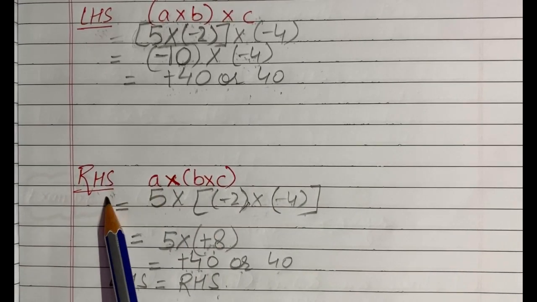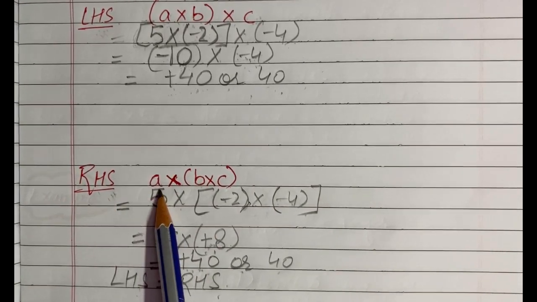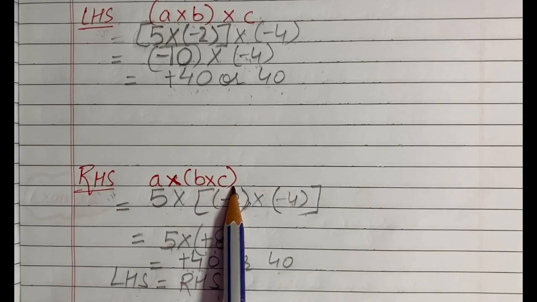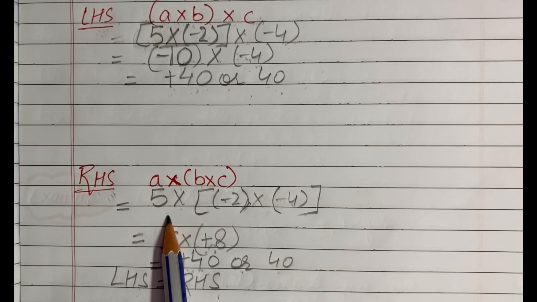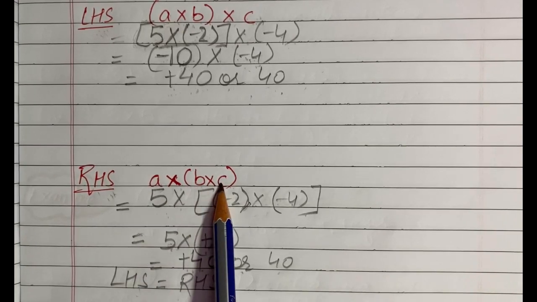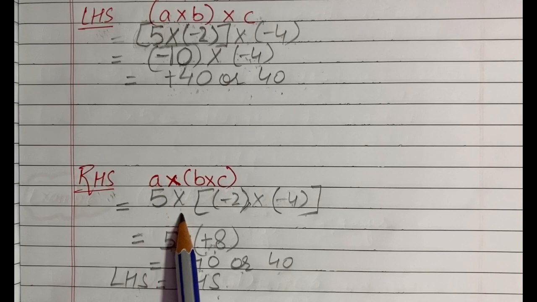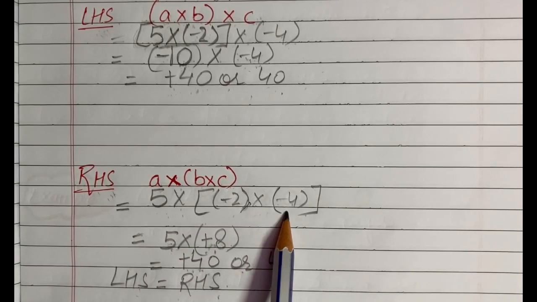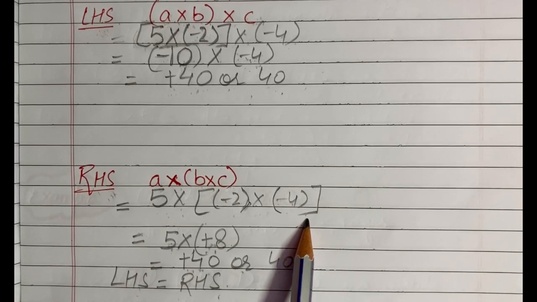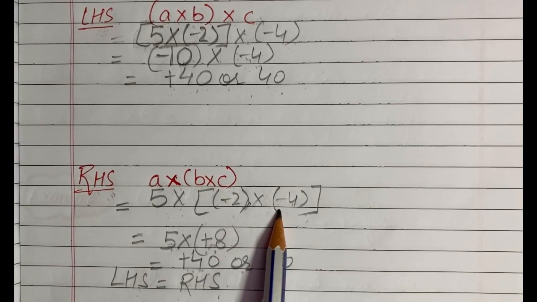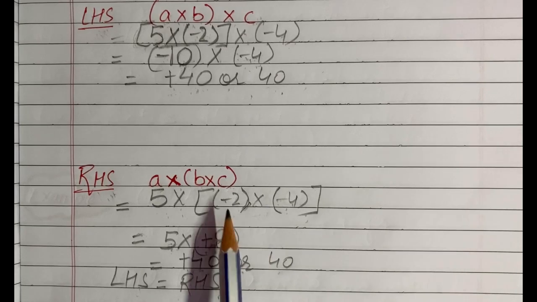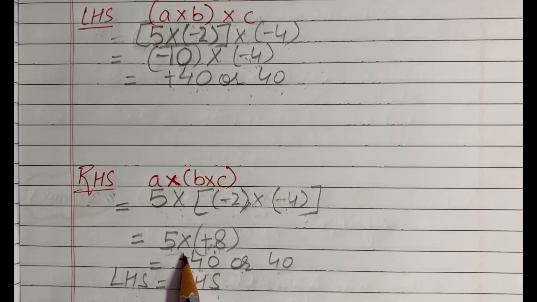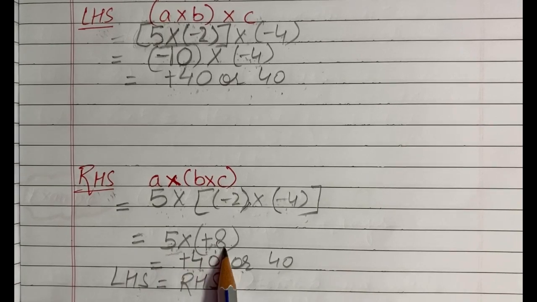We will write the RHS, and RHS says that a multiplied by, inside the bracket, b multiplied by c. Now students, here we will put the values of a, b and c. That is 5 multiply by, inside the bracket, minus 2 multiply by minus 4, bracket close. Now in the next step we will solve this bracket. 2 fours are 8 and this minus minus is plus, and 5 multiply we will write as it is. That means 5 multiply by plus 8.